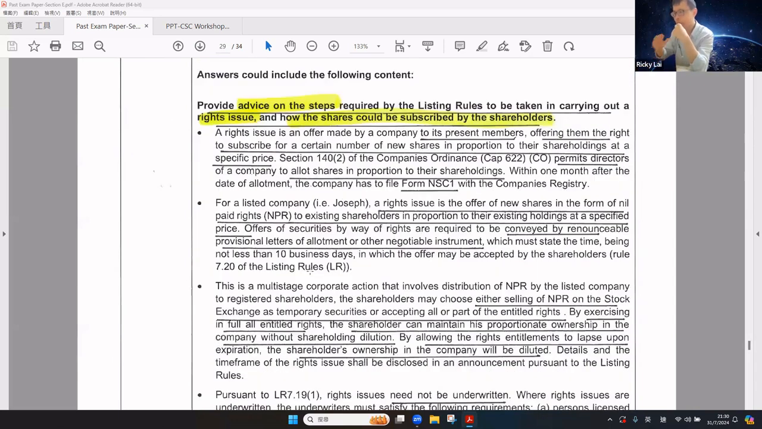Okay, first of all, for a rights issue, you should know some procedural requirements under the listing rules. A rights issue is an offer made by the company to its members, offering them the right to subscribe for a certain number of new shares in proportion to their shareholding at a specific price. The CEO permits directors to allot shares in proportion to their shareholding. The company should file Form NSC1 with the CR.